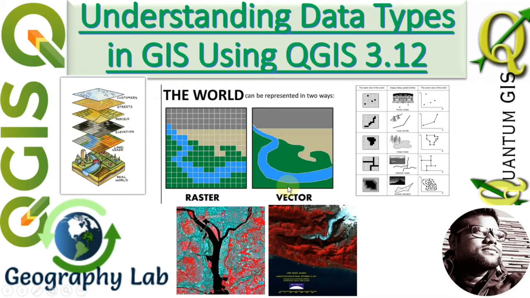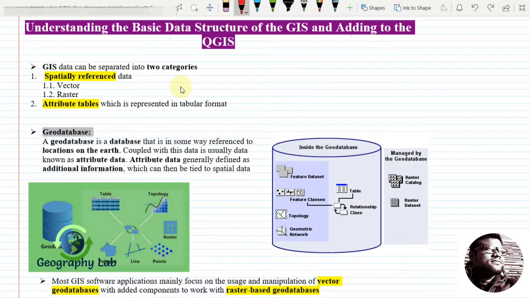Before going to the practical, let's learn the basic theory. There are basically two categories of data that we generally use in GIS analysis: one is spatially referenced data, or spatial data, and the second is attribute data. Spatial data has two further classifications: one is vector, another is raster, and there is a term called the geodatabase.